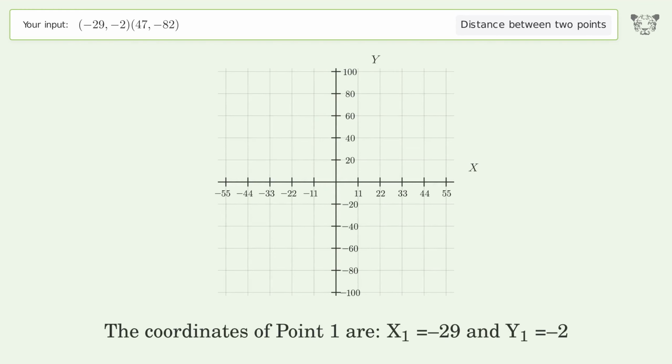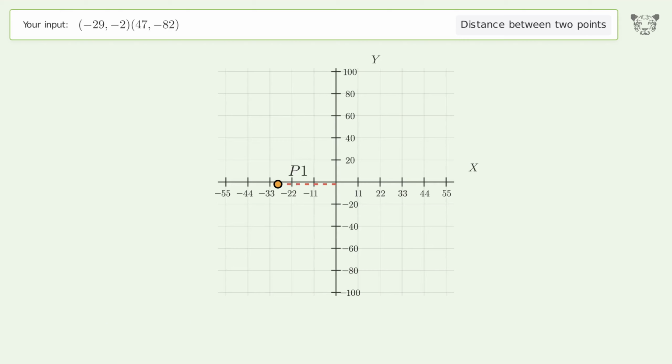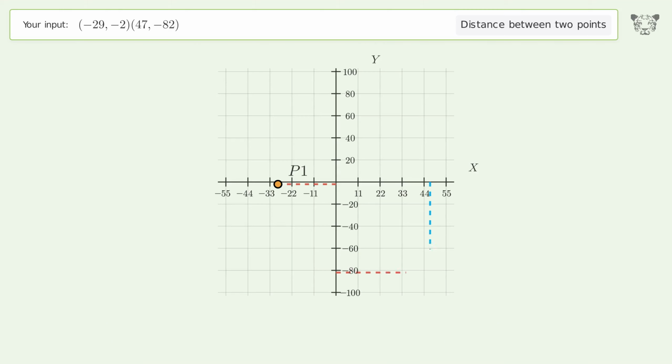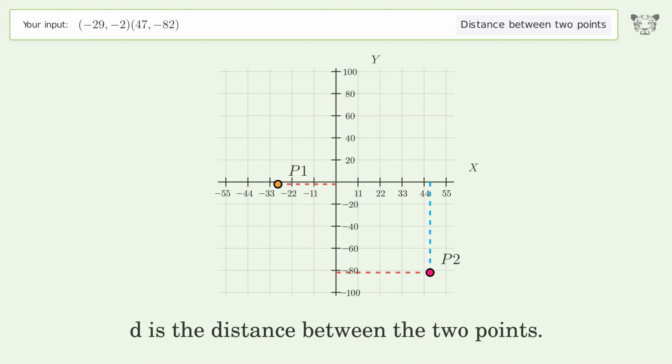The coordinates of point 1 are x1 equals -29 and y1 equals -2. The coordinates of point 2 are x2 equals 47 and y2 equals -82. D is the distance between the 2 points.